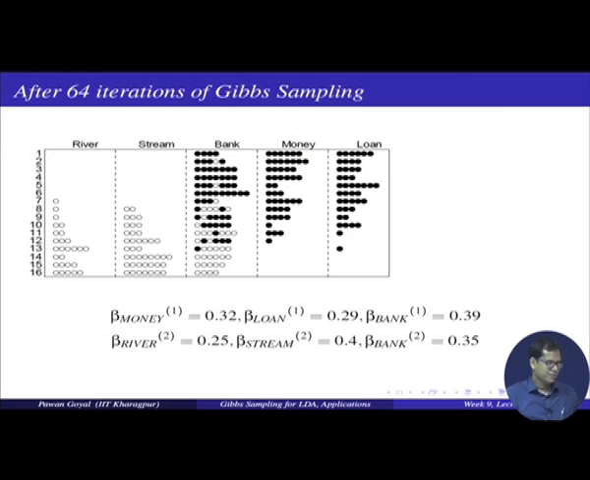Once you do that, this is what you see after 64 iterations of Gibbs sampling, and you see that it actually looks very close to what we had initially. All these words are assigned to topic 1 and all these words are assigned to the next topic. You can see that bank, money and loan are being assigned to the same topic in a given document, and that makes a lot of sense. And from this particular sample, you can also compute your betas, and they come out very close to what you started with. You started with each word having a probability of 1/3, and that's roughly what you obtain.